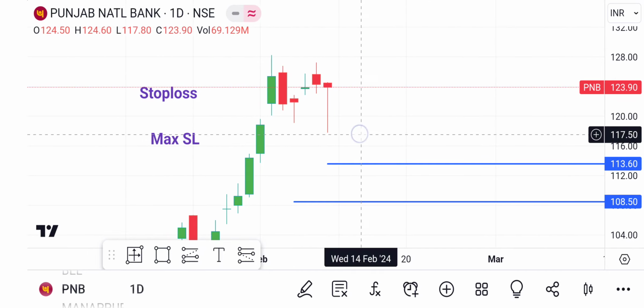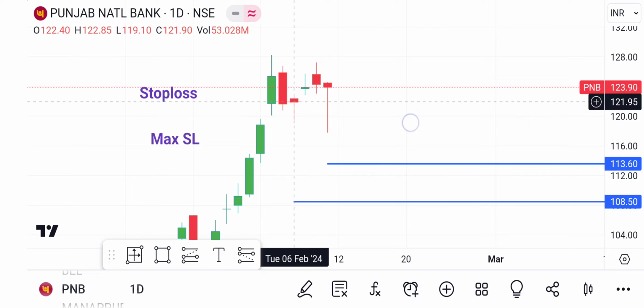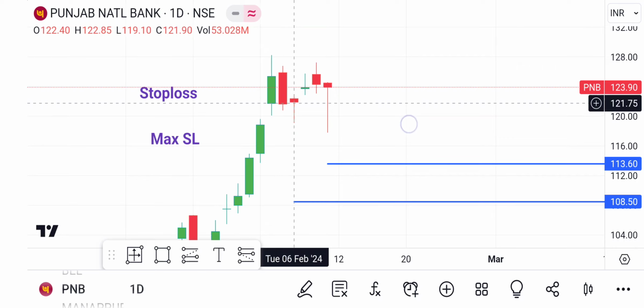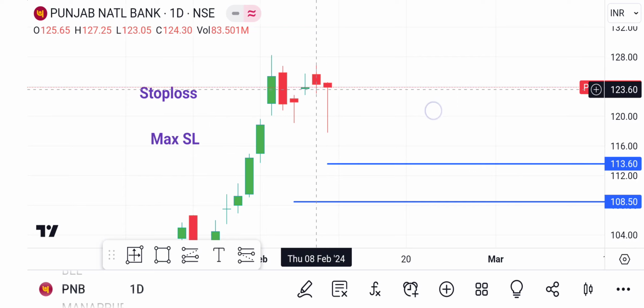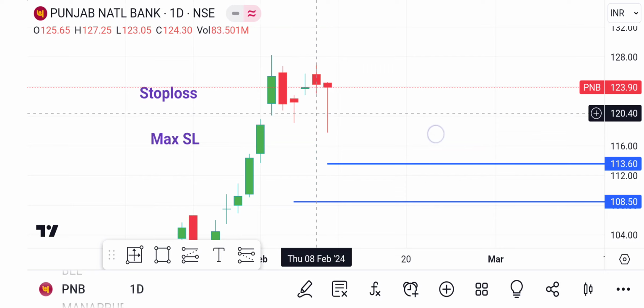See, here the second bearish candle was not able to go below the first bearish candle. It couldn't close below the first bearish candle. The same thing happened here also. The second bearish candle couldn't close below the low of the first bearish candle. This is a weak bearish pattern, and we are using this to take entry into Punjab National Bank.